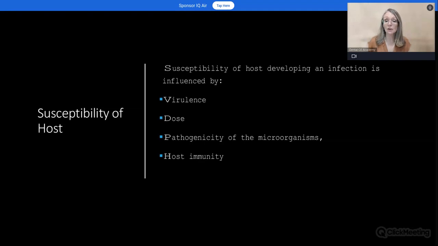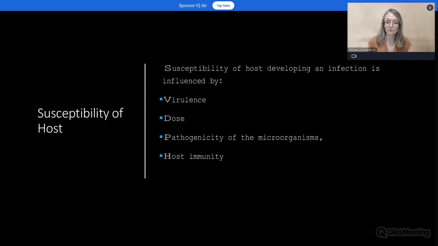So the susceptibility of a host developing an infection is influenced by what? Virulence. When we talk about a virus, for instance, not all viruses are alike. They're not all as robust. They're not all as efficient in transmitting infection. Dose. So how many viral particles would we need to come into contact with to become ill? Pathogenicity of the microorganism, and then host immunity. So that person who is the potential host, are they immune to this infection or partially immune perhaps through vaccination or prior infection?